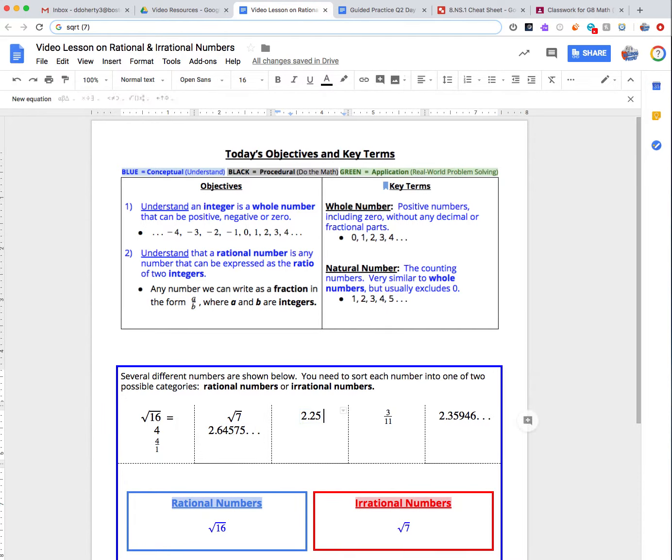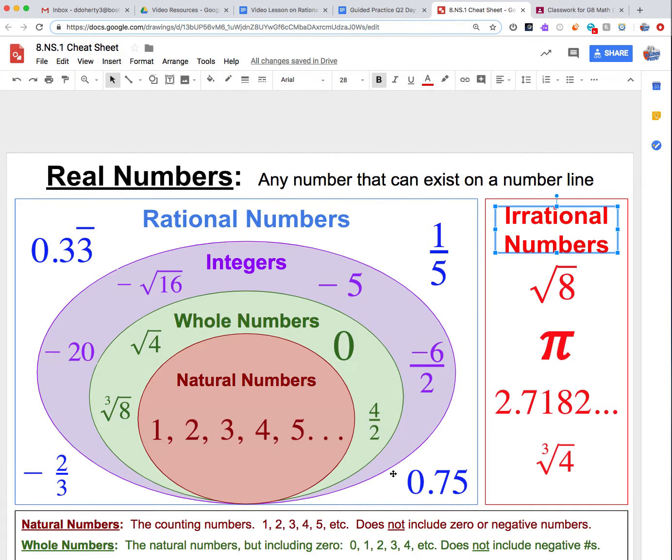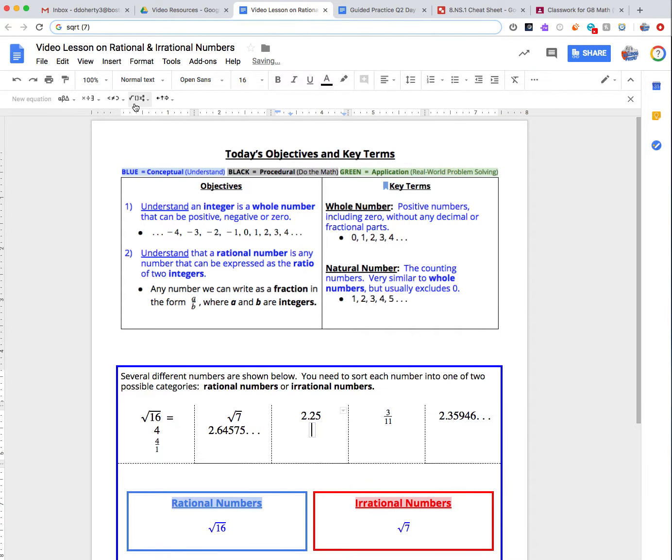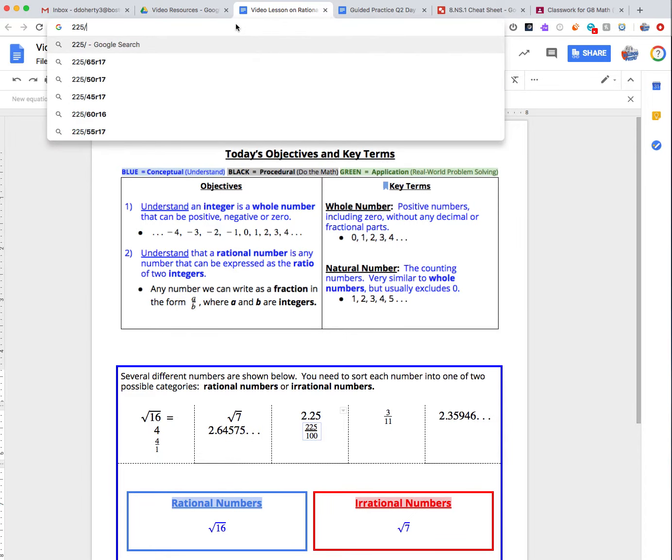2.25, it turns out any decimal that comes to a stop, any decimal that has a terminating number, is always going to be rational because it could be quickly written as a fraction. 2.25 is the same thing as 225 over 100. See, 225 over 100 gives us 2.25.